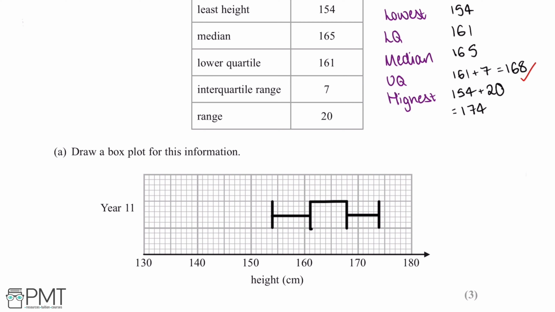So the final piece of information we need to fill in is the median, which is 165 centimetres, which again we'll draw as a vertical line. And we get our final 2 marks for correctly filling in this box plot.